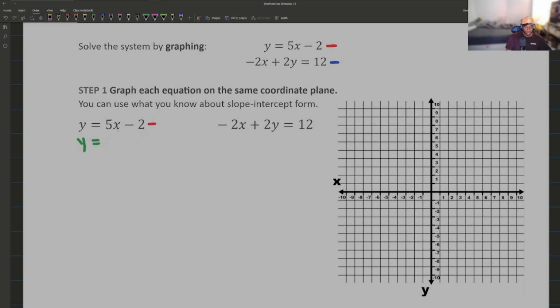Maybe there's a better way to color code this. I'll say b. We know that's negative 2. Let me put that color coding over here to the left. Because we know our b is negative 2, we can go ahead and plot that point right away. That's at negative 2 on the y-axis.